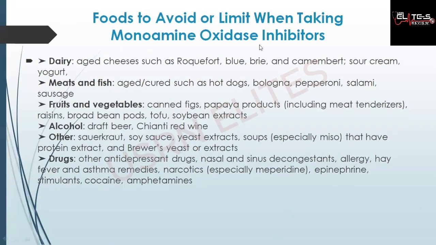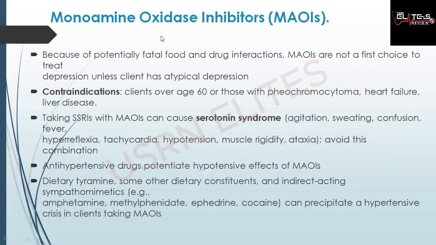So let's look at foods to avoid or to limit when taking monoamine oxidase inhibitors. Please remember this first line here. We are saying this because it has a potential food and drug interaction. Over here, our main focus will be the food. Dietary tyramine. We don't want to take anything containing much tyramine when you are on monoamine oxidase inhibitors. When you hear of MAOIs, remember your pits, and you are good to go.